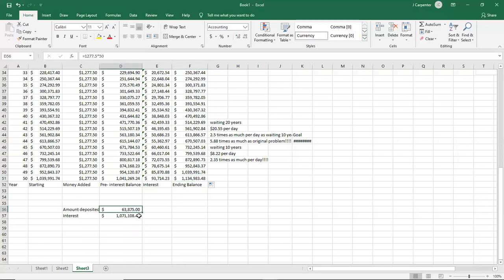oh, by the way, here's your amount deposited. We only put $64,000 away. We could have put this into a Roth IRA, which means it grows tax-free. Our interest is the difference of, and now this $63,000 was all the sum of these $12,750s, all 50 of them, which means we got over $1 million in interest tax-free. $1 million in interest, tax-free.